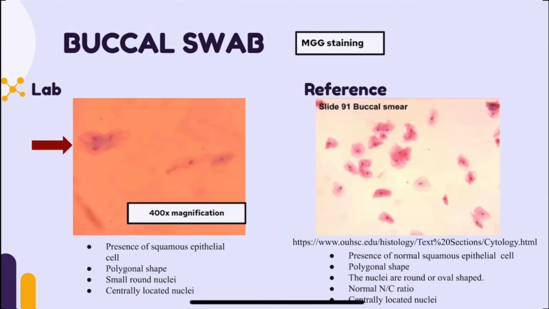To obtain the buccal sample, we use swab technique and visualize using MGG staining. So what we can see from the buccal swab done in the lab under 40 magnifications are presence of squamous epithelial cell, polygonal shape, small round nuclei, and centrally located nuclei. And for the buccal swab reference, what we can see is presence of normal squamous epithelial cell, polygonal shape, the nuclei are round or oval shape, normal nuclear cytoplasmic ratio, and centrally located nuclei.